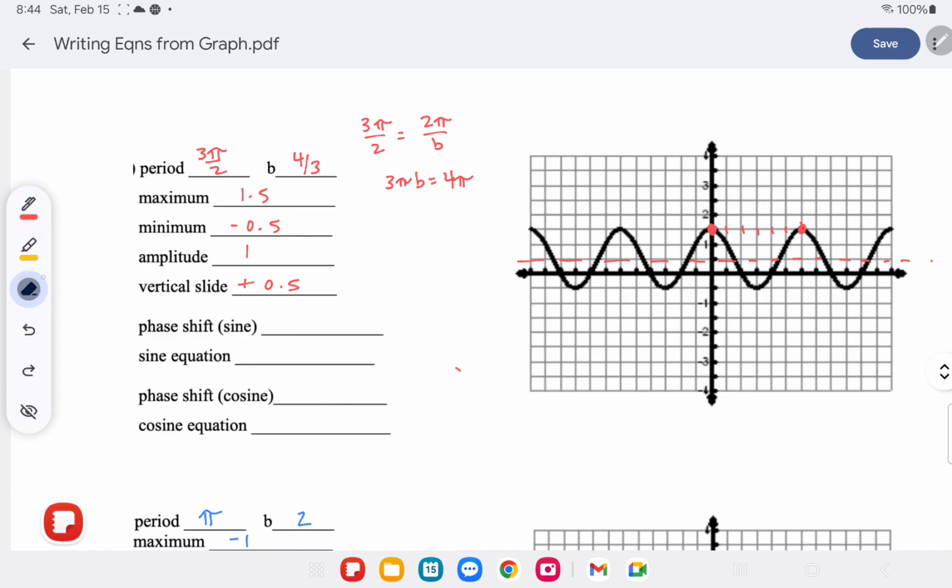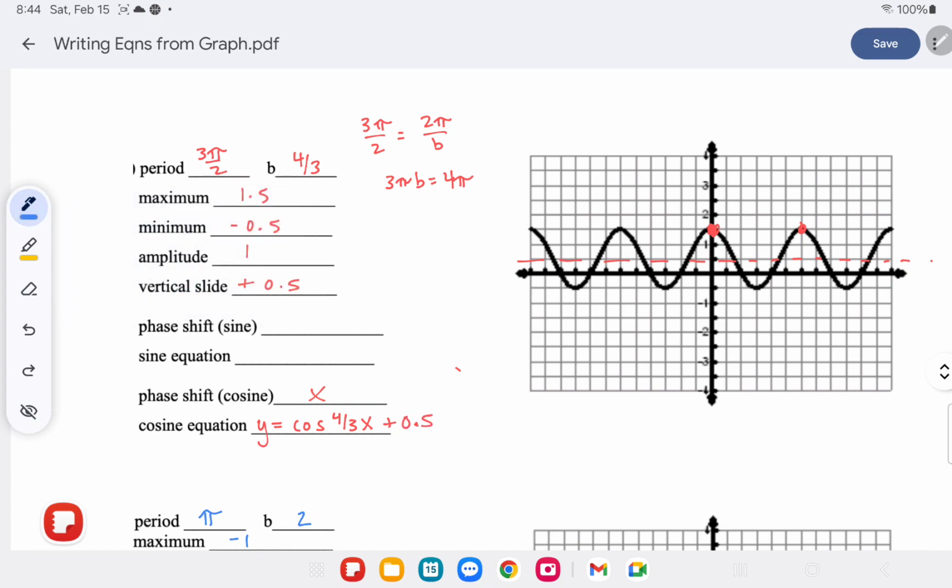Now let's talk about sine versus cosine. It's going to be a little bit easier to write this as a cosine function. So I'm actually going to do that one first. There would be no phase shift because we're starting up. And because we're starting up, there's also no reflection. So it's going to be positive cosine. So we've got y equals our amplitude, positive 1 because we started up like the parent cosine function normally would, cosine of 4/3 x, and then we did shift up 0.5.